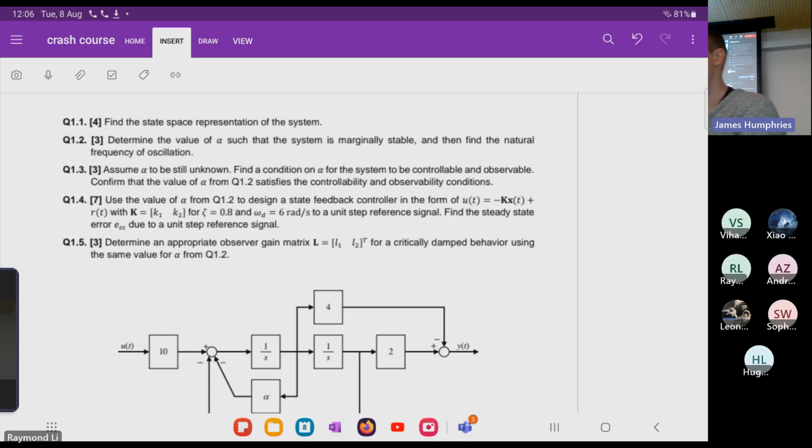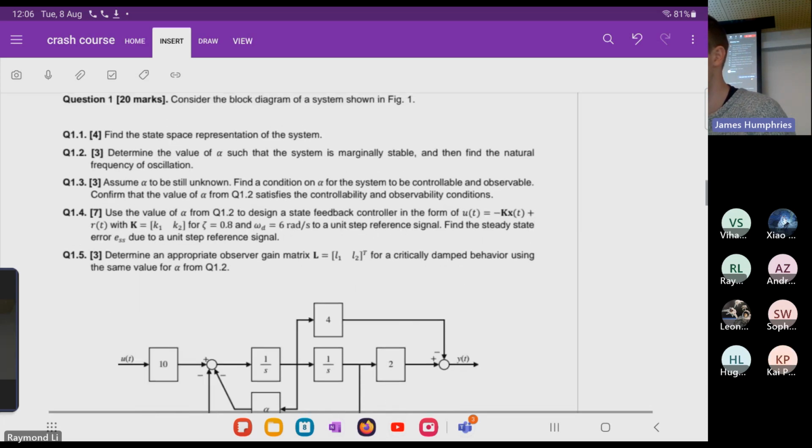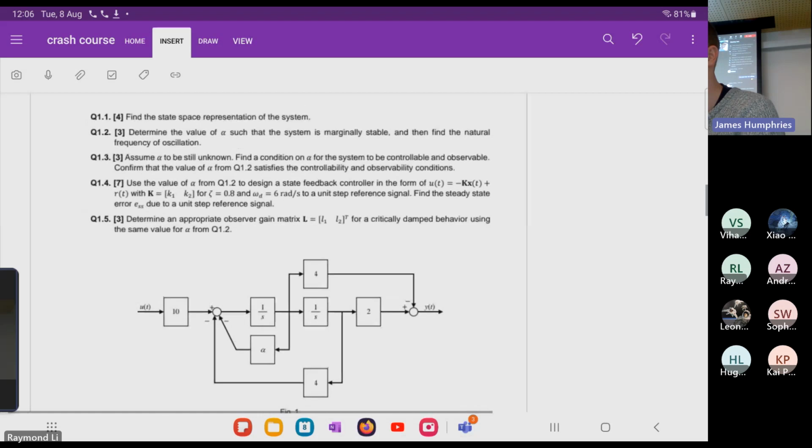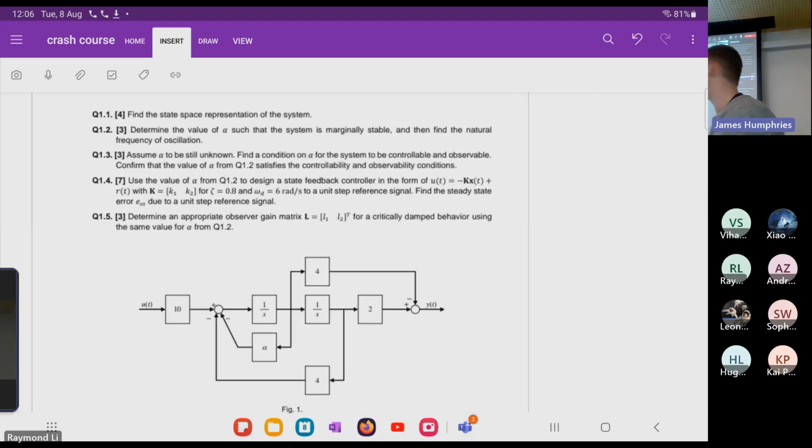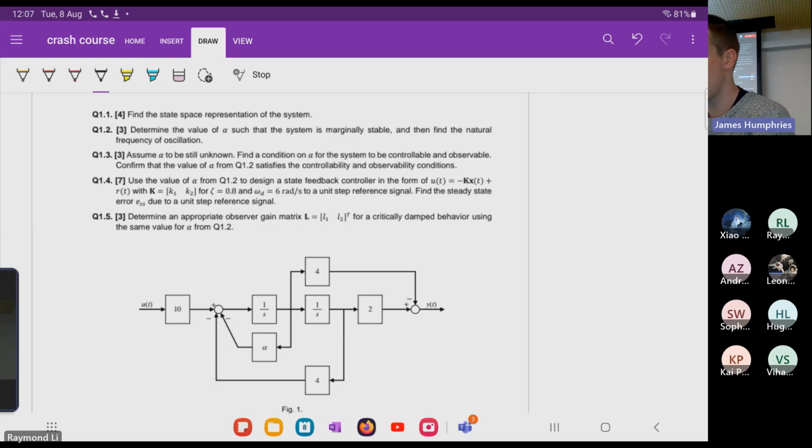Okay, so the first question we've got here, we've got this block diagram, and we're asked to find the state space representation of the system. Now, I don't know how familiar people are with seeing this sort of format before, where you've got these 1 on S blocks all over the place. Have you seen many of those in lectures?